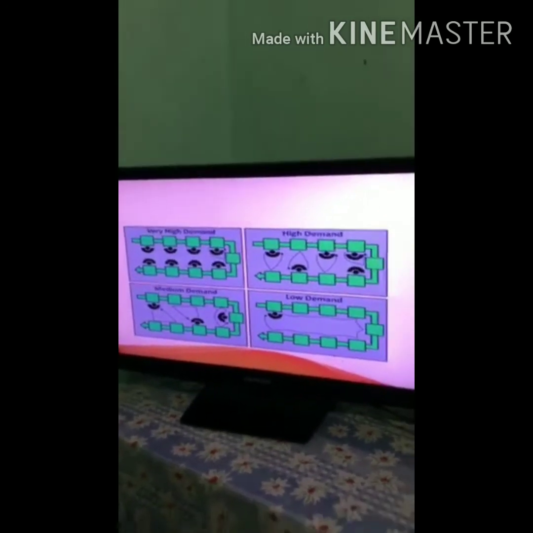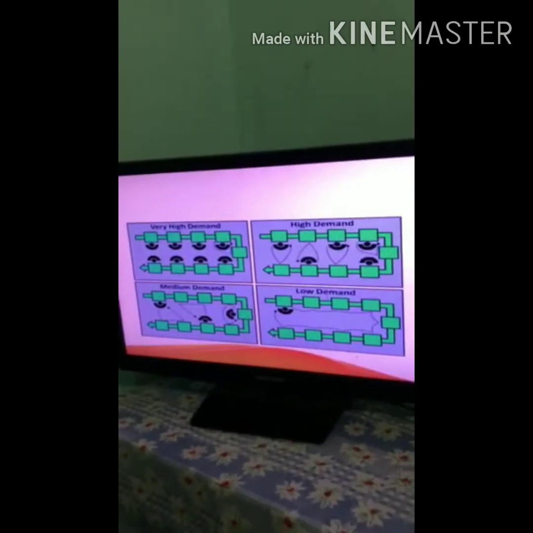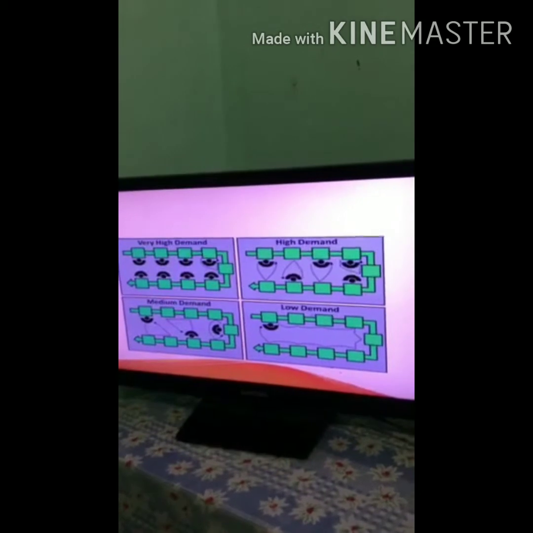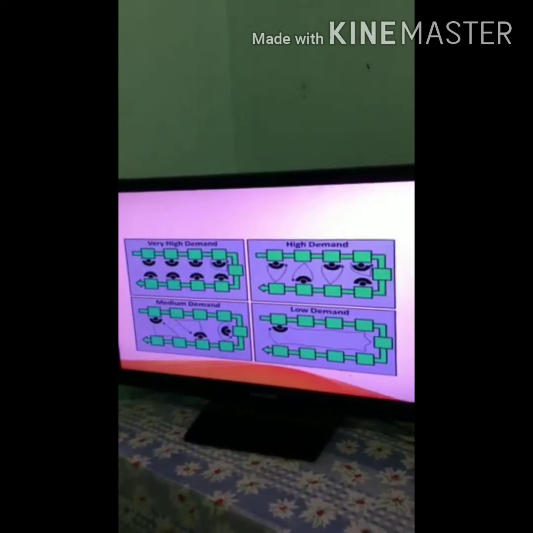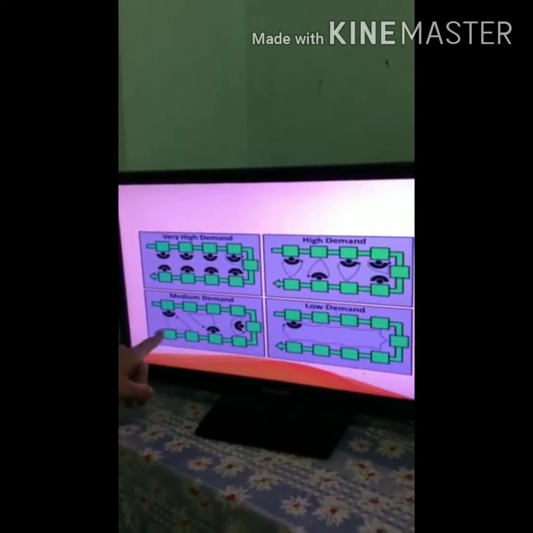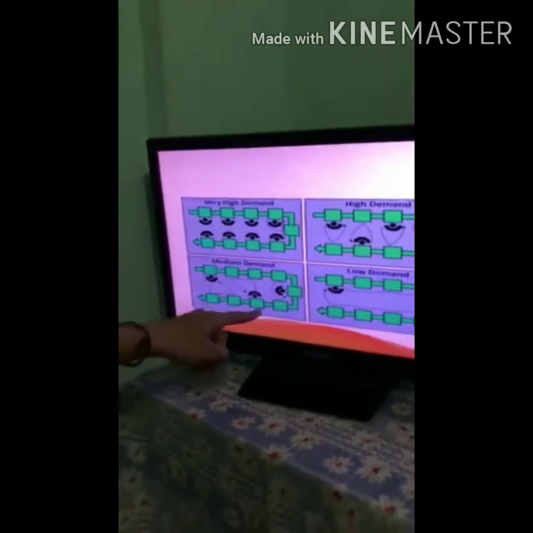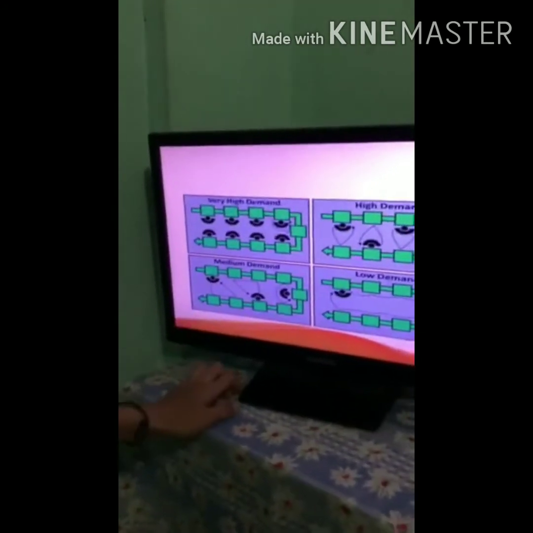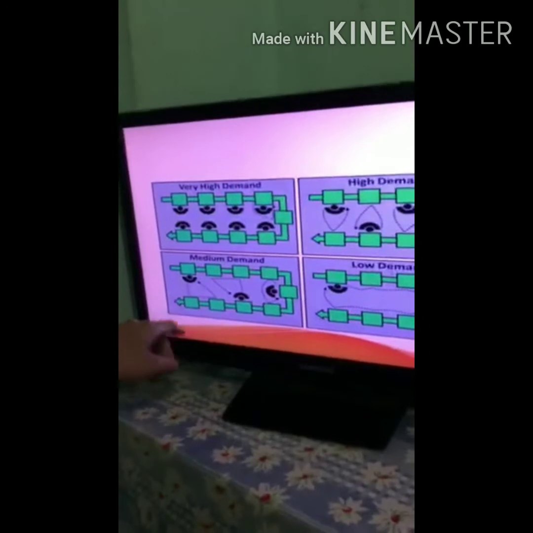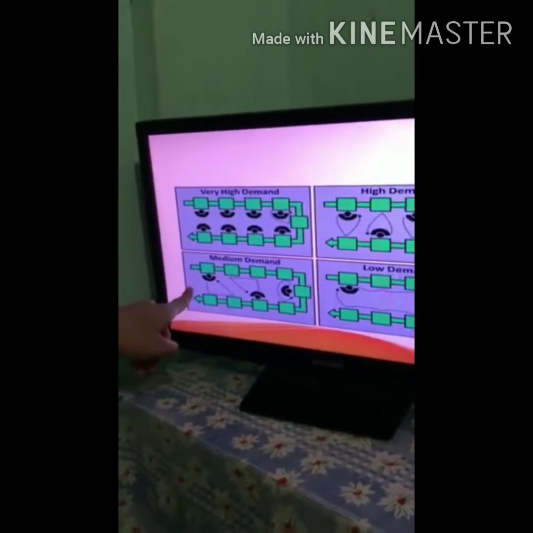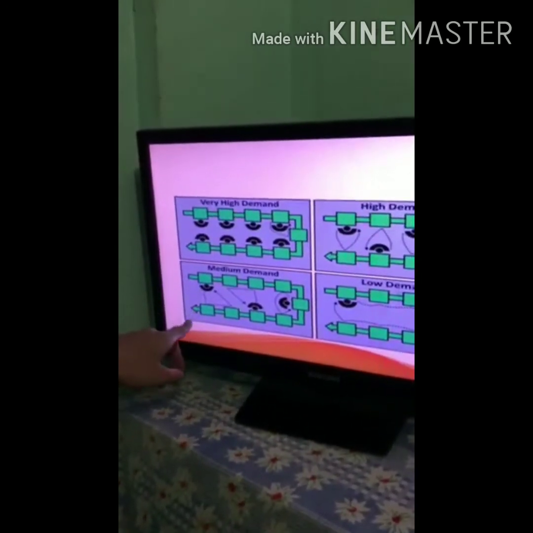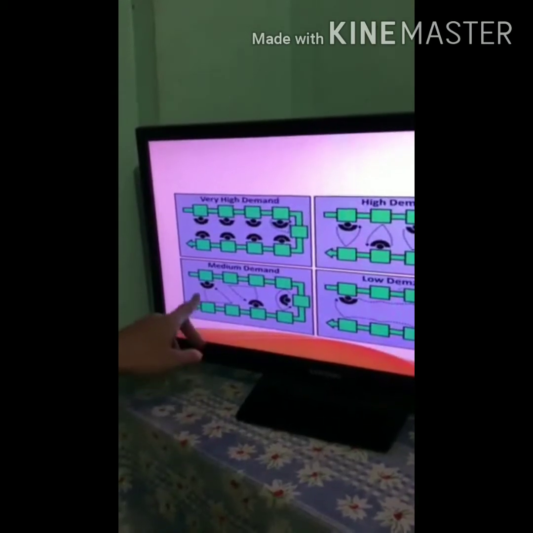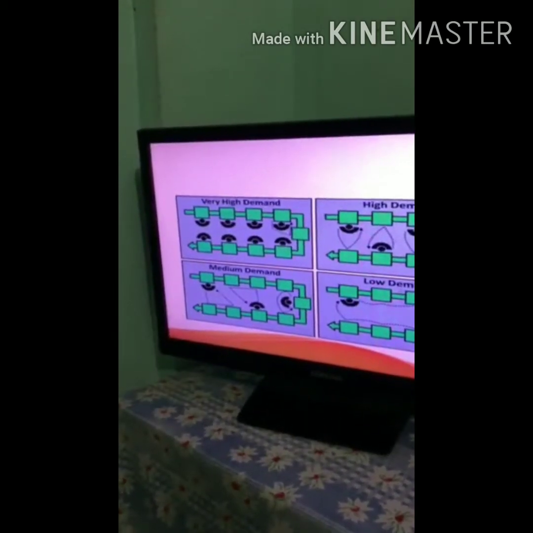So if the company is facing a medium demand, it allows workers to operate two or three processes. So just like, for example, this one. So every worker will operate two workstations.